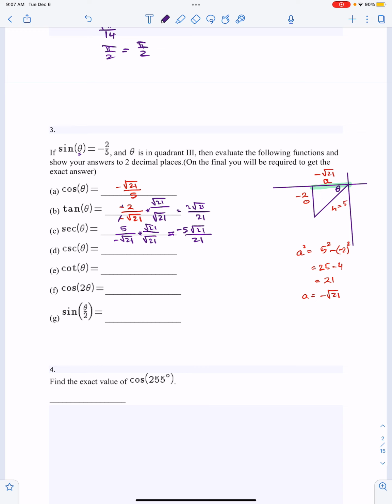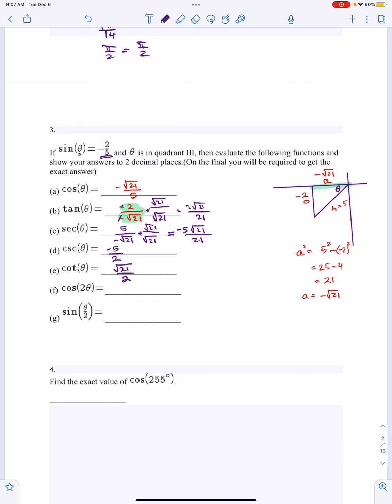Cosecant is the reciprocal of sine. So I have sine here. I'm going to find the reciprocal, which is negative 5 over 2 or 5 over negative 2. Cotangent is the reciprocal of tangent, so I'm going to focus on this because I know if I find the reciprocal of that answer, I don't need to rationalize. So the reciprocal of tangent is square root of 21 over 2, and the negatives are cancelled, so it's positive.